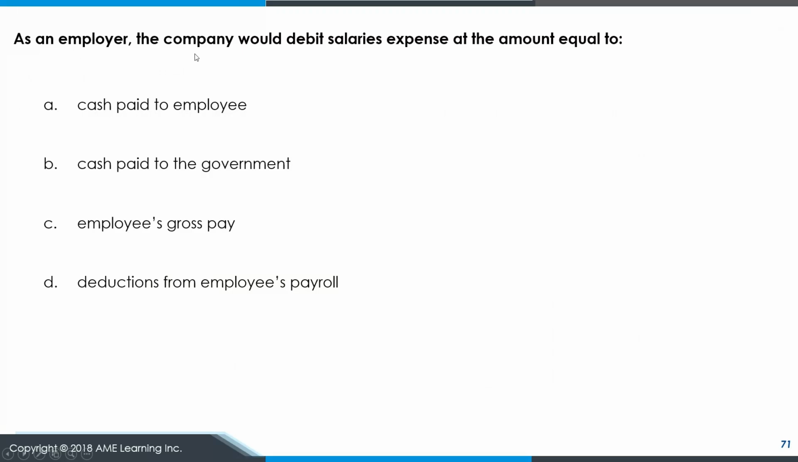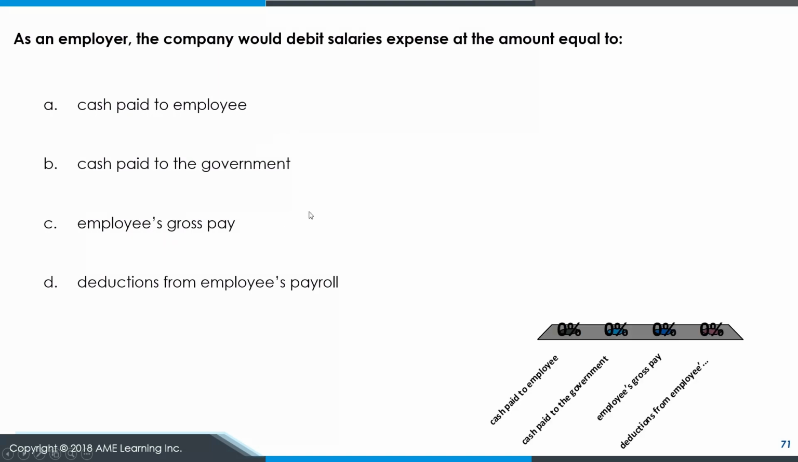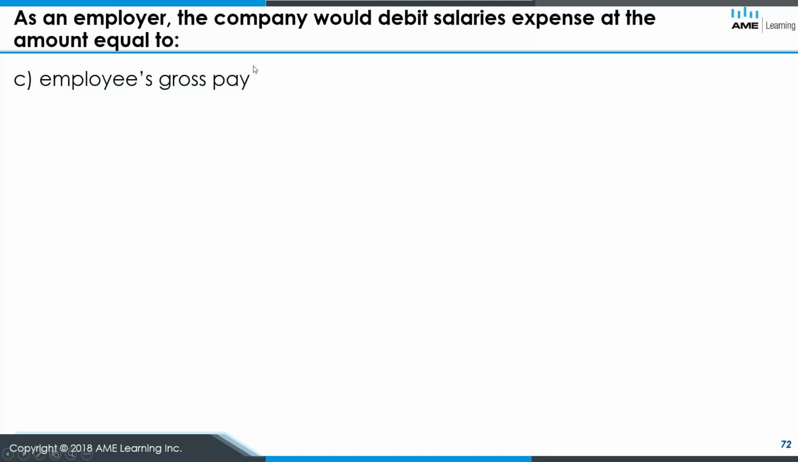Okay, as an employer, the company would debit salaries expense. The amount is not equal to the cash paid to the employee, which is the net amount. We want the gross amount, so the employee's gross pay is what we're going to recognize as an expense, because that's really what we are paying the employee.